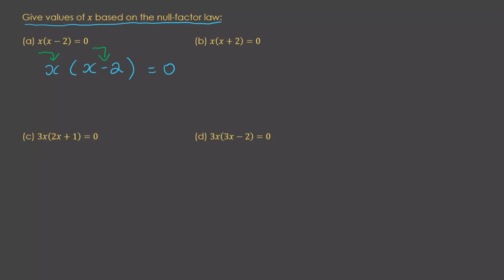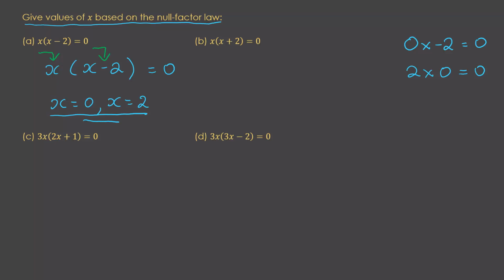So if x is 0 there, then that would become 0 times negative 2, which is of course 0. And if x was equal to 2, we would have 2 times 0, which is 0. So we have x is equal to 0 or x is equal to 2.